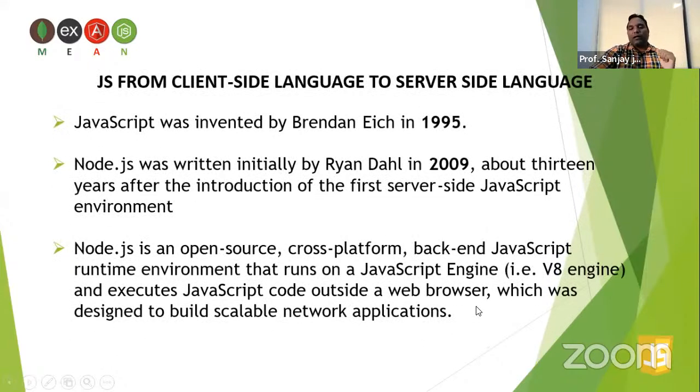Now, as I told you, how did JavaScript become a server-side language from a client-side language? Basically, JavaScript was invented by Brendan Eich in 1995. The first time we used JavaScript was in 1995, and from 1995 to late 2008 or the beginning of 2009, JavaScript was used as a client-side language.